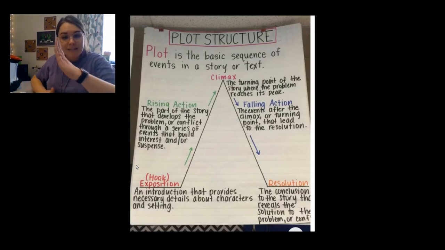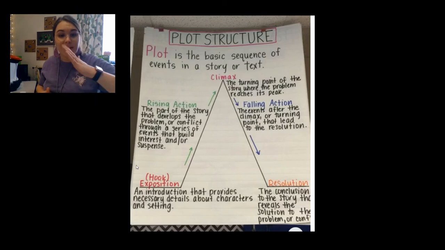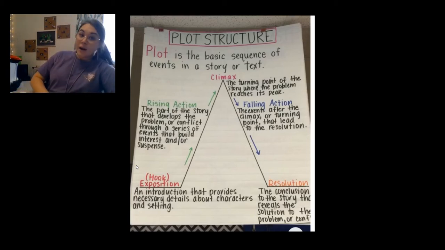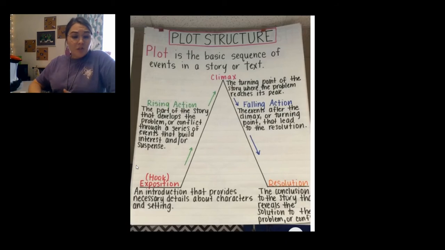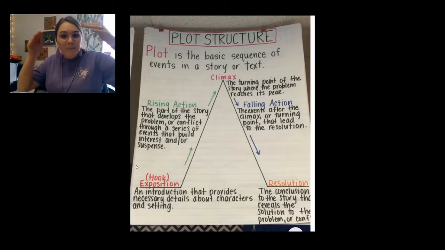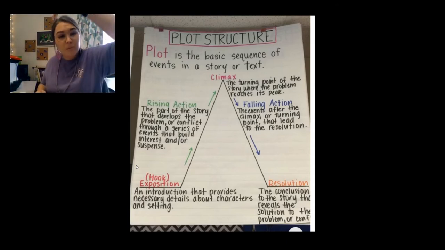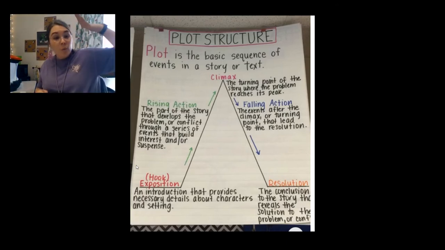Then we have the rising action. That's the part of the story that develops the problem or conflict through a series of events that build interest and suspense. So we already read chapter 1. So we're going to start a plot chart today where we label the exposition. We might, by the end of chapter 2 and 3, get the rising action, but we might not. Then the climax is the turning point of the story where the problem reaches its peak. When the problem is at its very top. That's your problem, your climax.